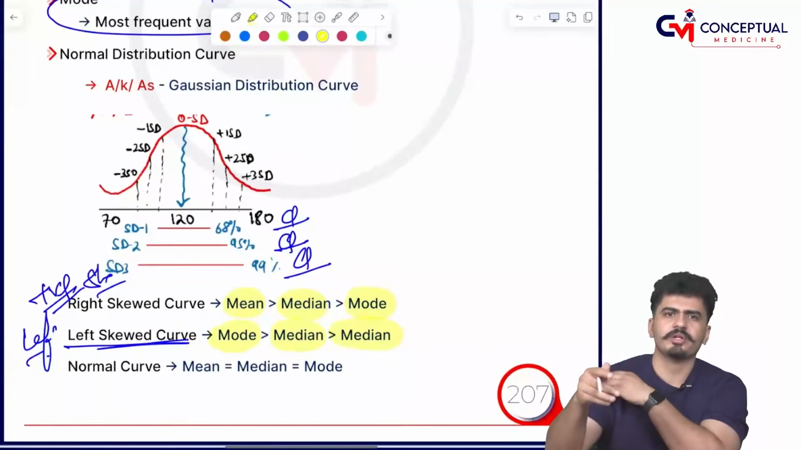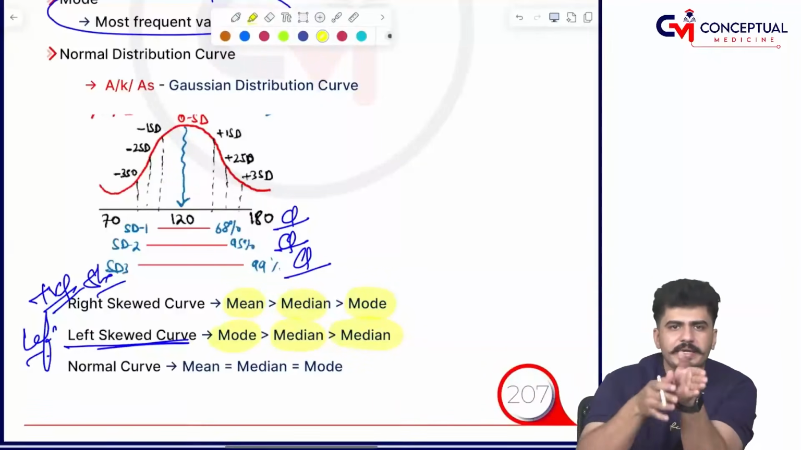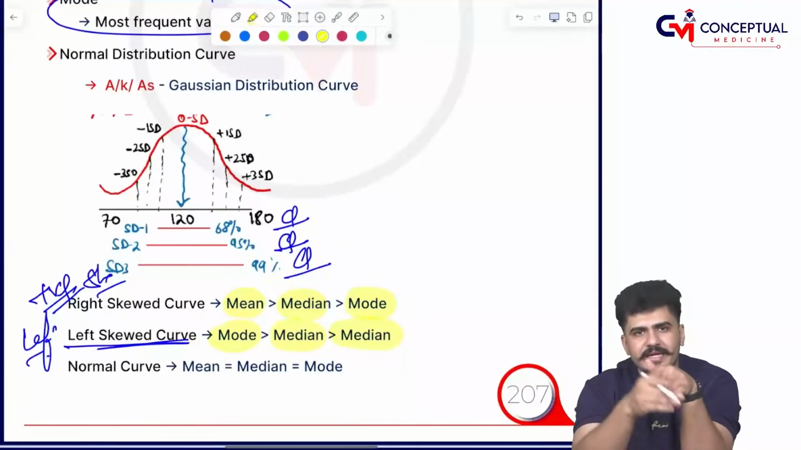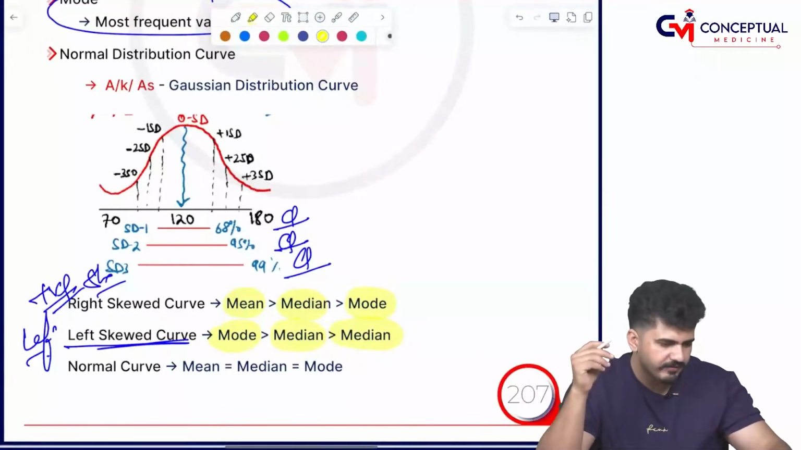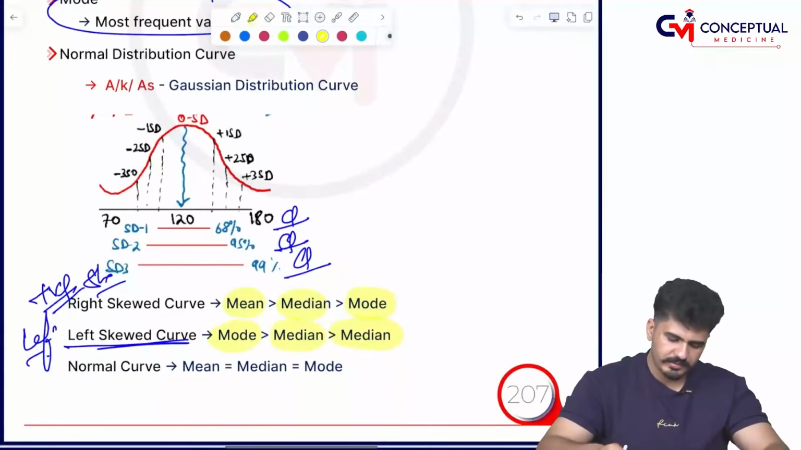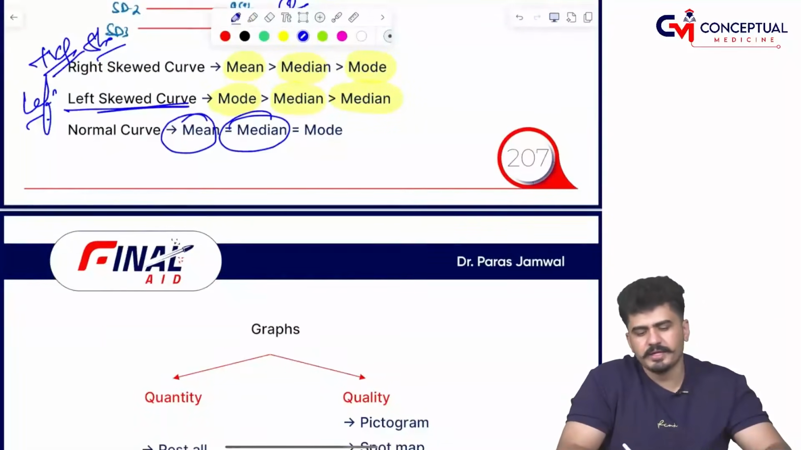Normally we say mean, median, mode. If it is mean, median, mode, this is a right skewed curve or a positive shift. If it is mode, median, then mean, it is going to be the negative shift, which is also called a left skewed curve. In a normal curve, mean भी बराबर होगा median के और mode के.